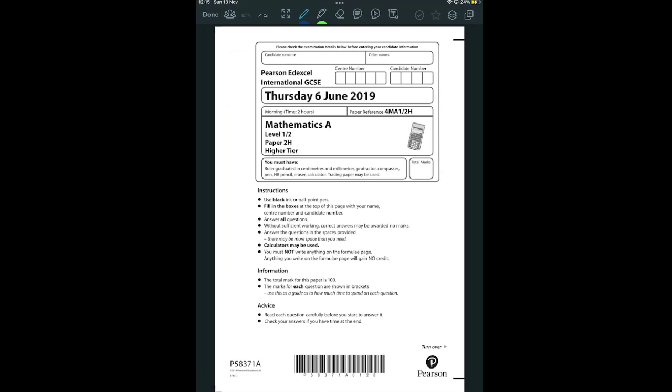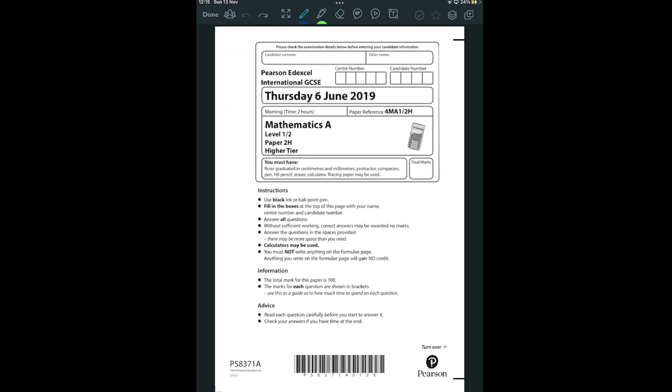This is going to be a full paper walkthrough of the June 2019 2H paper of the new specification. This is going to be attempted to be as much as is possible a blind walkthrough. I have seen some of these questions before, but most of them I'll give my first impressions of and hopefully discuss the best ways to tackle these and the thought processes used, certainly to tackle some of the questions later in the paper.